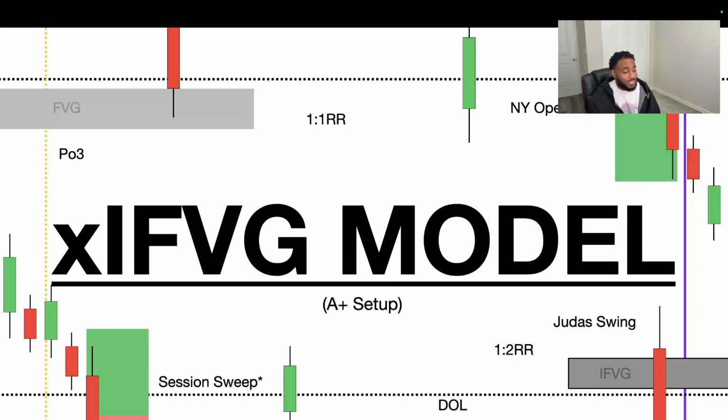It's probably simpler, easier to follow, easier to see. Like, what are you doing? There's no reason to ever trade anything else.